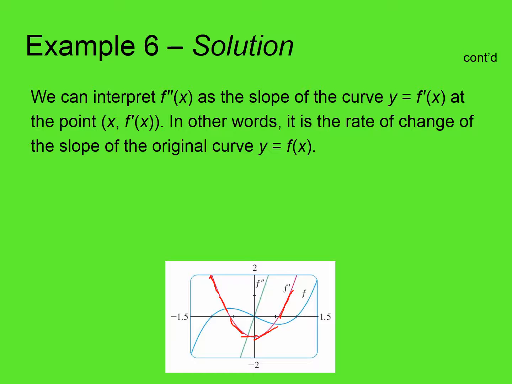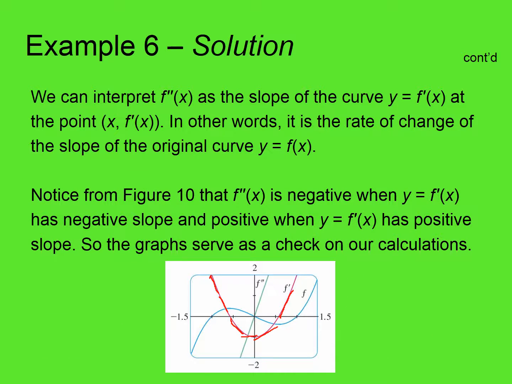In other words, it is the rate of change of the slope of the original curve y equals f of x. Of course, if we're talking about the rate of change of a slope, the slope is a rate of change. So we're really talking about a rate of change of a rate of change. Notice from figure 10 that f double prime of x is negative when y equals f prime of x has a negative slope, and positive when y equals f prime of x has a positive slope.